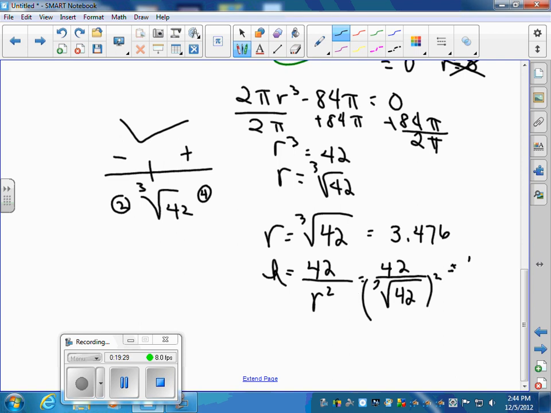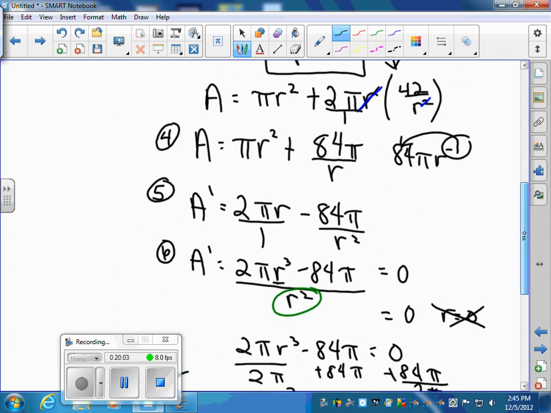So the height is 42 over r squared, which would be 42 over the cube root of 42 squared, or 42 over 42 to the 2/3, which would also simplify to 42 to the 1/3, because we could subtract the exponents, they're the same base. 1 minus 2/3 would be a third, so I really just need the cube root of 42. And if I do the cube root of 42, we already had that, it was 3.476, which is kind of cool. It was the same thing we had for the radius.